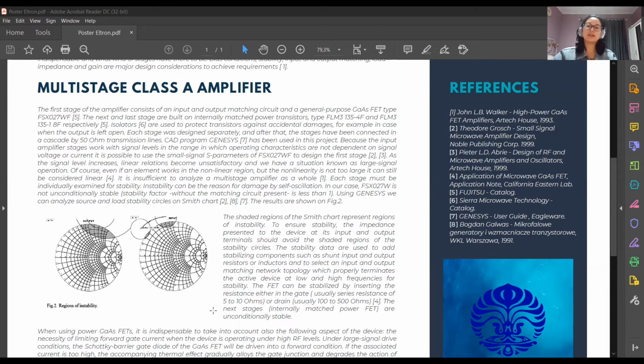To ensure stability, the impedance presented to the device at its input and output terminals should avoid the shaded regions of the stability circles. This stability data are used to add stabilizing components such as shunt input, output resistors, and inductors, and to select an input and output matching network topology, which will properly terminate the active device at low and high frequencies in order to gain stability. The FET can be stabilized by inserting the resistance either in the gate or drain, and the next stages will become unconditionally stable.